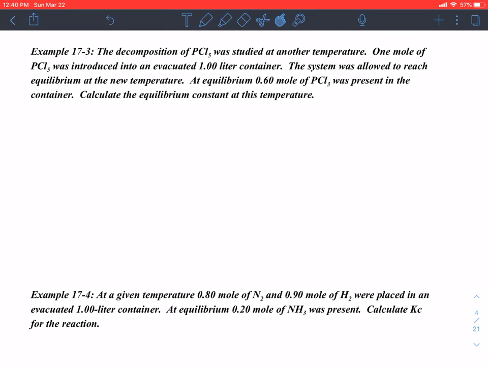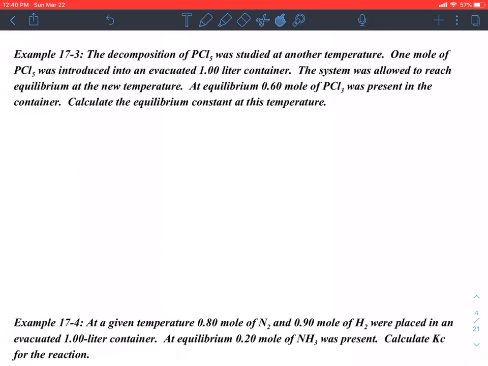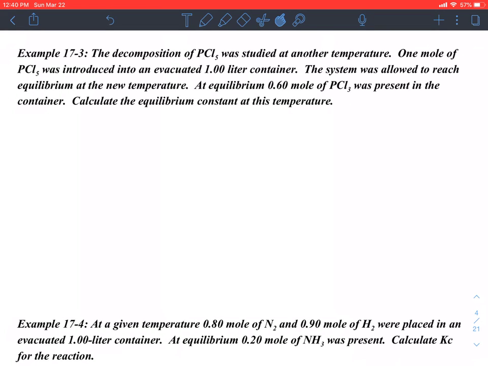Okay, so this is example 17.3. I think it's going to be easier just to work these individually. That way I can upload them pretty quick. So let's read through the problem.